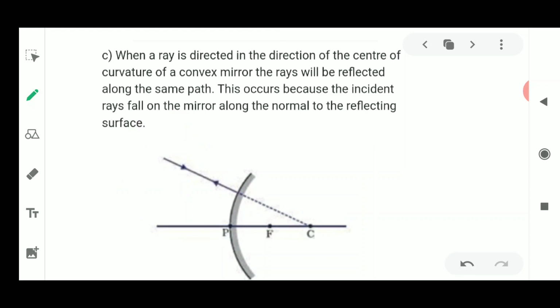When the ray of light is directed in the direction of the center of curvature of the convex mirror, then the rays will be reflected along the same path. This occurs because the incident rays fall on the mirror along the normal to the reflecting surface. So the third rule is saying that whenever a ray of light appears to come from the center of curvature, it will always be reflected back along the same path. It means it goes back toward the center of curvature after striking the mirror.